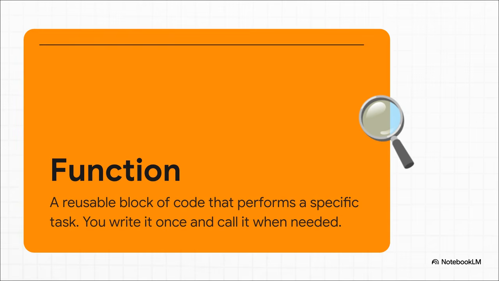And the number one tool for organization is the function. The best way to think about a function is like a recipe. You write down the steps for one specific task, let's say calculating the area of a circle, and you give that recipe a name. Then, anytime you need to do that calculation, you just call the function by its name instead of rewriting all the steps. It's all about working smart, not hard.